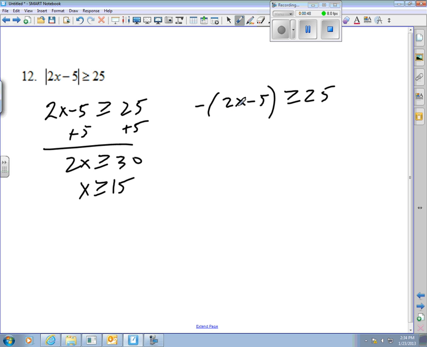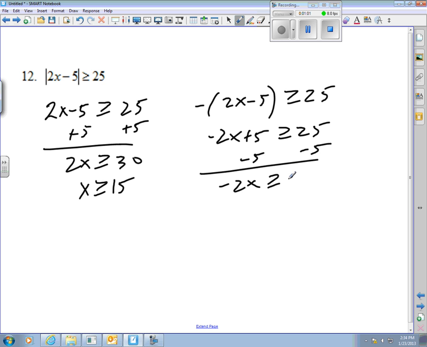Over here, distributing, I get negative 2x plus 5 is greater than or equal to 25, minus 5 from both sides. I get negative 2x is greater than or equal to 20. So x, remember we're dividing by a negative here. We have to switch the sign, gives me negative 10.